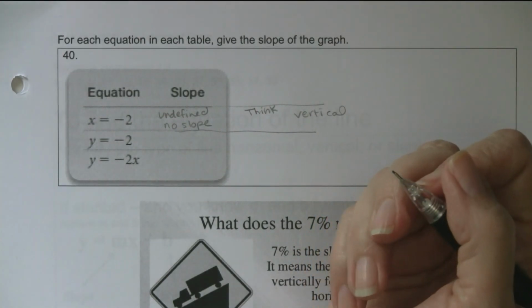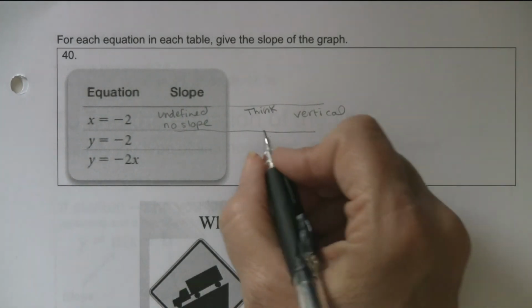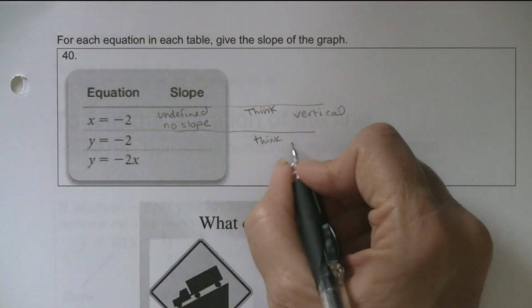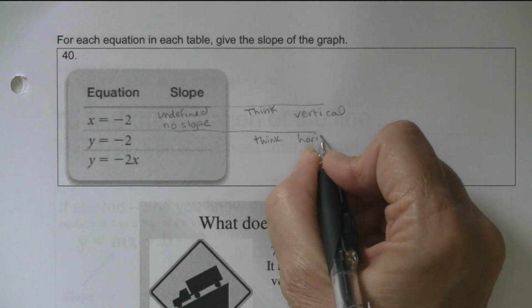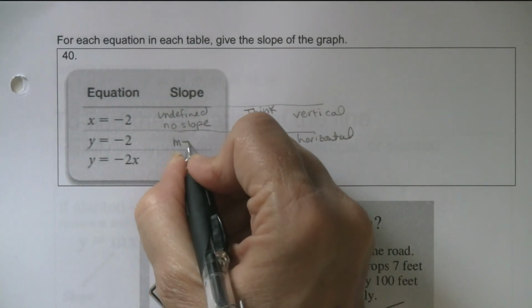So most books put undefined, many books put no slope. Most books do interchangeable, and our book does a little interchangeable, but I notice the answers in the back of the book say no slope, so I want to make sure that I'm adding that word. And then my thought here, this is what I would be thinking here, is, oh, this one's horizontal. So the slope is 0.